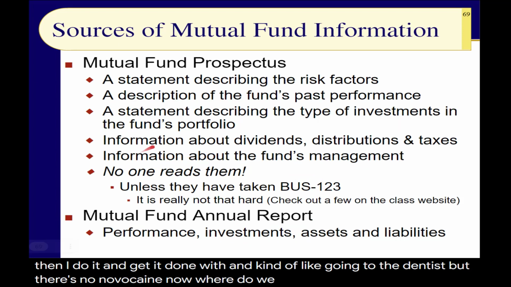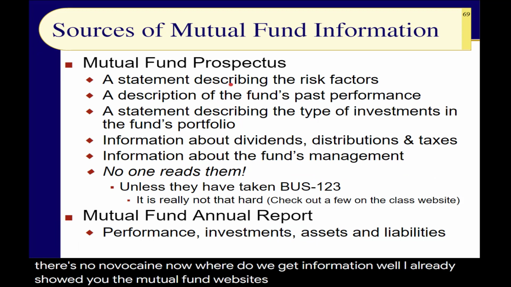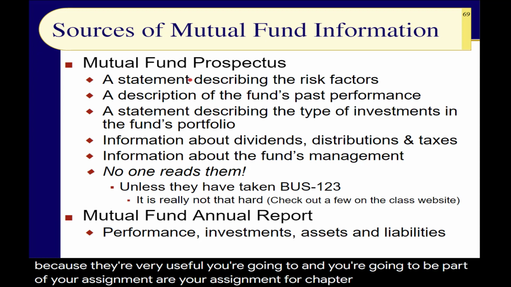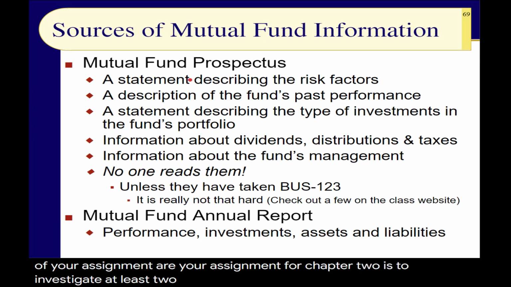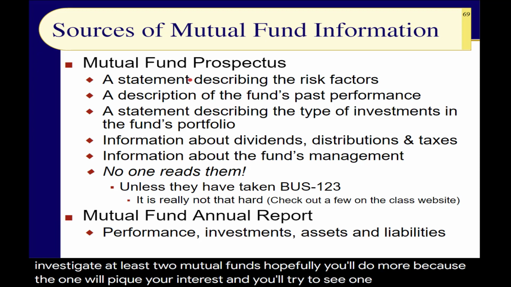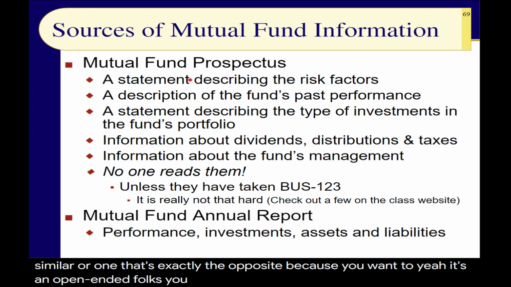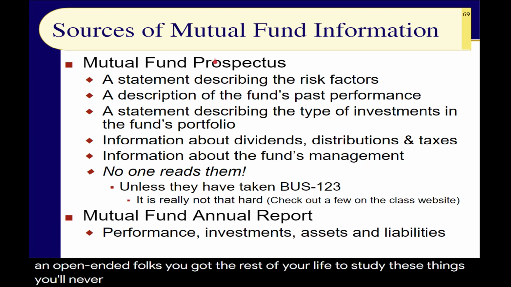Now, where do we get information? Well, I already showed you the mutual fund websites, and we want you to use them because they're very useful. Part of your assignment for Chapter 2 is to investigate at least 2 mutual funds. Hopefully you'll do more because one will pique your interest and you'll try to see one that's similar or one that's exactly the opposite, because it's an open-ended, folks. You've got the rest of your life to study these things. You'll never study all of them because there's 12,000 of them out there.